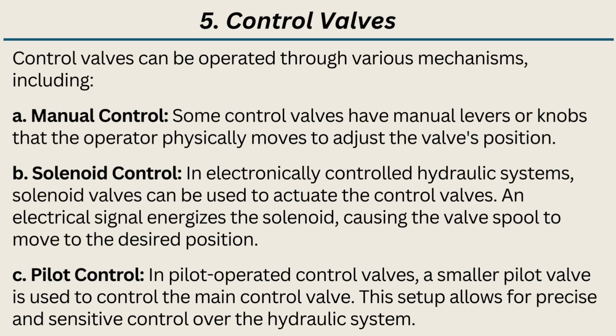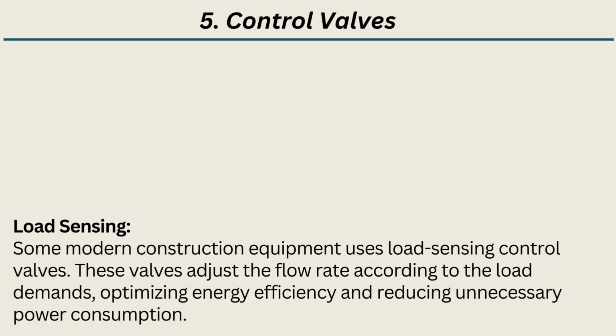Control mechanisms. Control valves can be operated through various mechanisms, including manual control. Some control valves have manual levers or knobs that the operator physically moves to adjust the valve's position. Solenoid control. In electronically controlled hydraulic systems, solenoid valves can be used to actuate the control valves. An electrical signal energizes the solenoid, causing the valve spool to move to the desired position. Pilot control. In pilot-operated control valves, a smaller pilot valve is used to control the main control valve. This setup allows for precise and sensitive control over the hydraulic system.